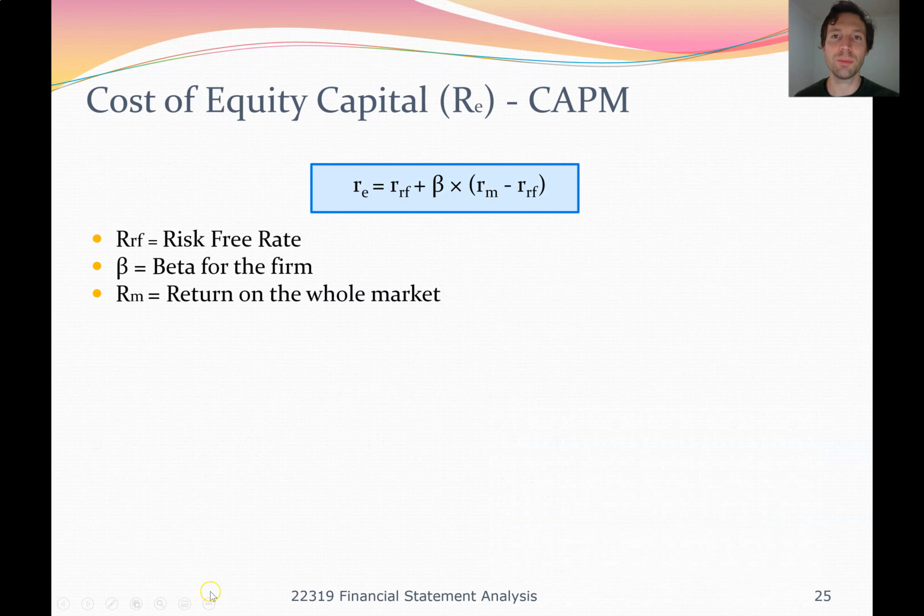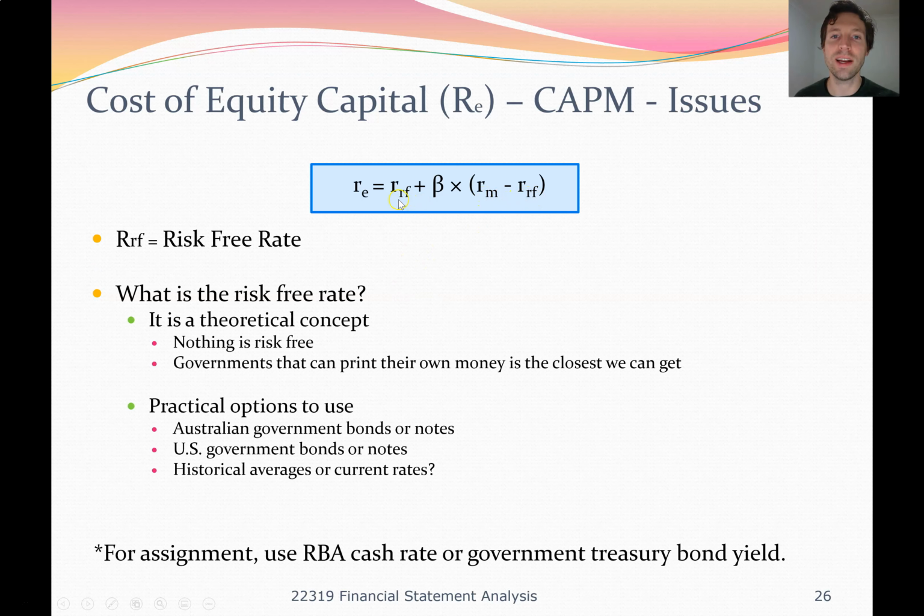So we've got our capital asset pricing model formula. The return on equity is equal to the risk-free rate plus the company's beta times the return on the market minus the risk-free rate. The first term we want to look at is the risk-free rate. What is the risk-free rate? Well, first of all, it's a theoretical concept. There is nothing in the world that is completely risk-free, but for our purposes, we want to imagine there's something that's risk-free. And the closest thing we can think of that is risk-free would be government debt.